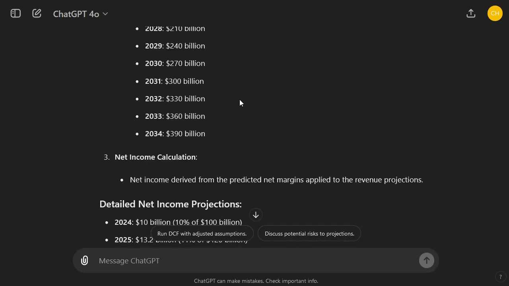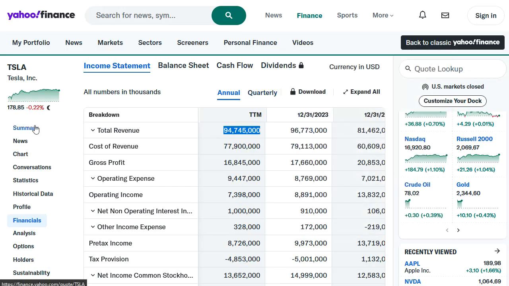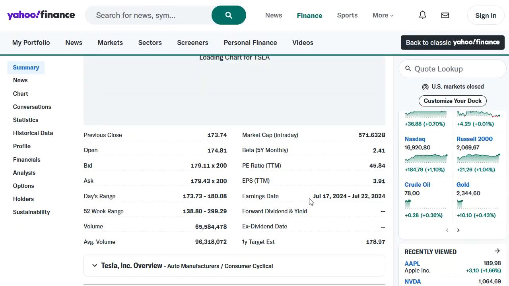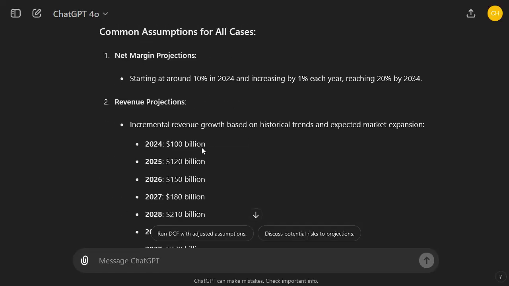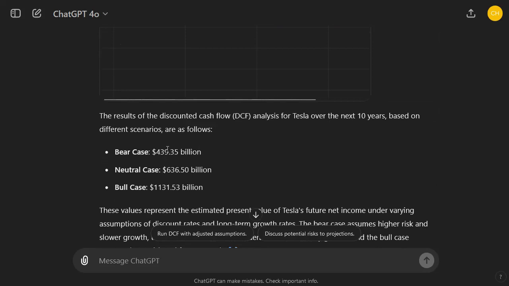And yeah, so let's see what the true market cap currently is. Go to summary. Market cap is 571 billion. So let's go back to the predictions. The market currently values Tesla as something between the bear case and the neutral case, right? So the market would agree with the valuation of this model, which is really interesting, right? Because this is also my perception.